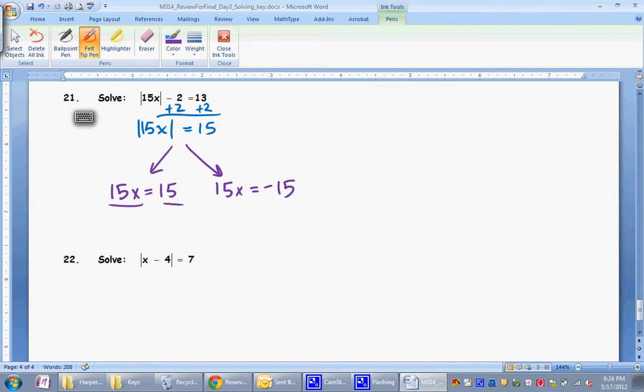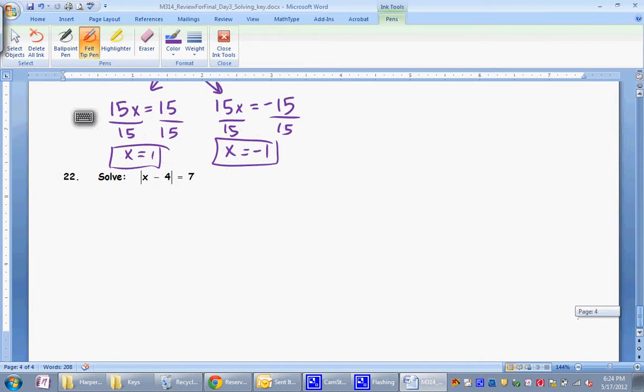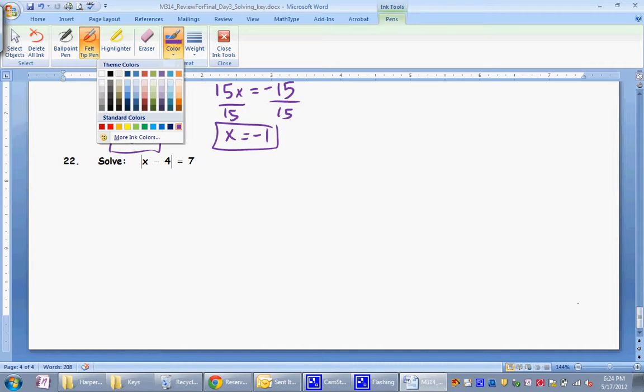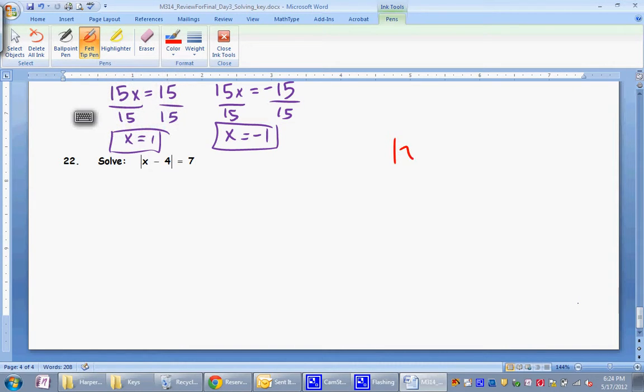Divide both sides by 15, you get x equals 1. Divide both sides by 15, you get x equals negative 1, two solutions. And both of those are perfectly good solutions. Number 22, same idea. Now let me show you the mistake that a lot of students will make on a problem like this, and I really hope this doesn't happen to you.